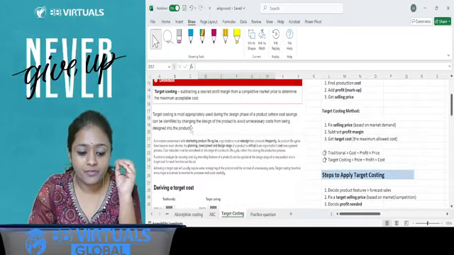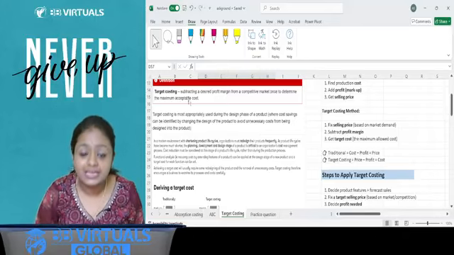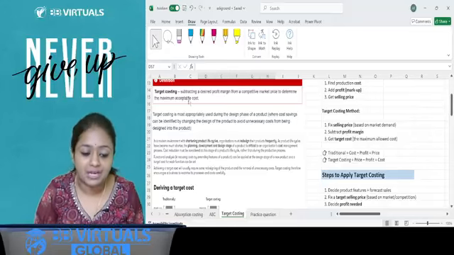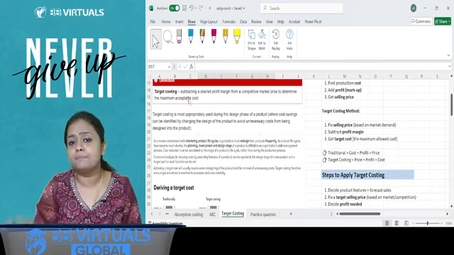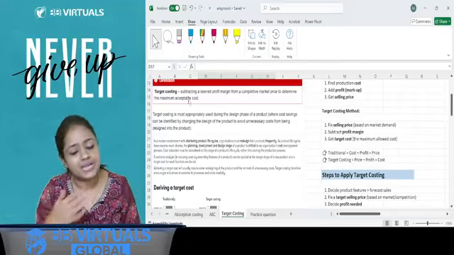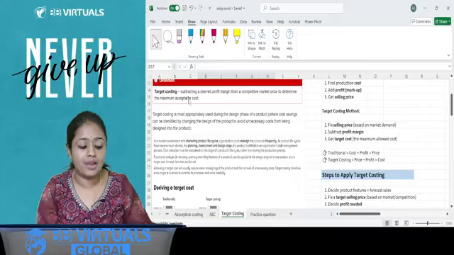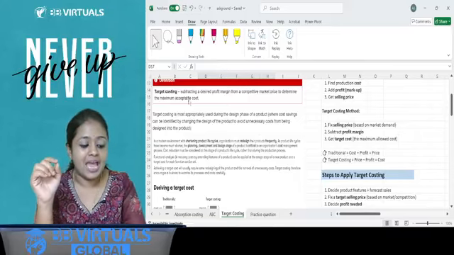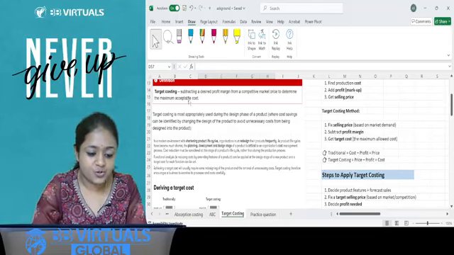So now we know target cost, simple definition. It is subtracting the desired profit margin from the competitive market price so that we arrive at the maximum acceptable cost. Beyond which, if you want to go for your costing, you can, but then that will have an effect on the margin. You will have to sacrifice the margins that you are making as an organization. Clear? Absolutely. Let's go further.